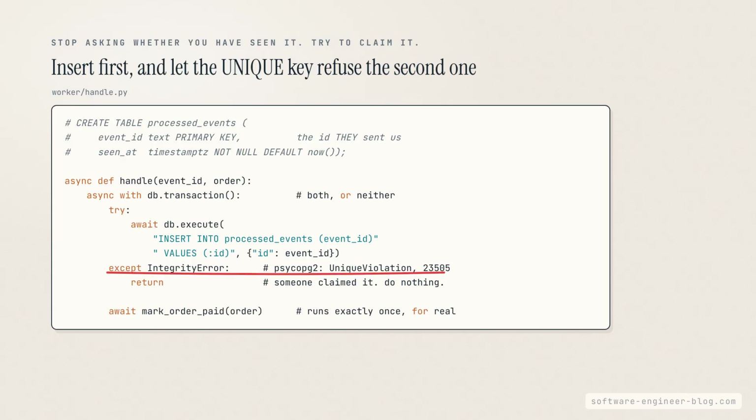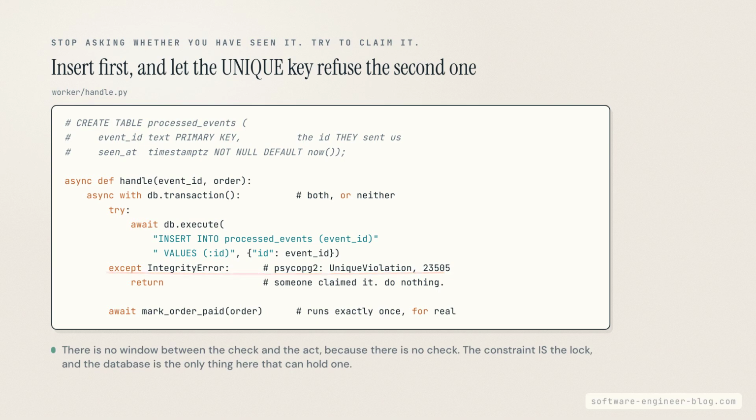One small warning on that line. If you use an ORM, the driver error is usually wrapped, so catch the wrapped one or your except block will never fire. There is no window between the check and the act anymore because there is no check. The constraint is the lock, and the database is the only thing in this picture that can actually hold one.